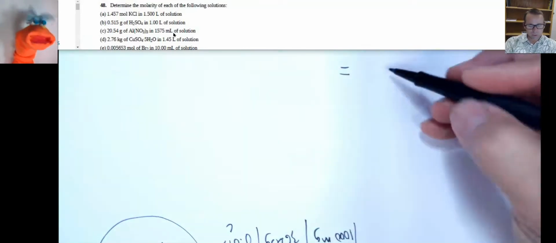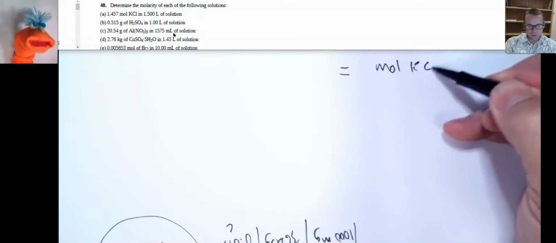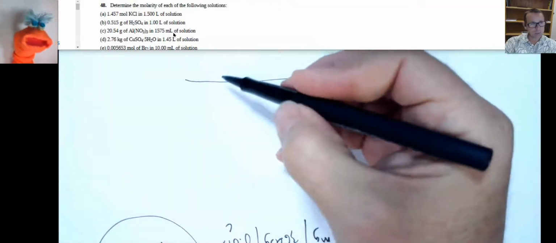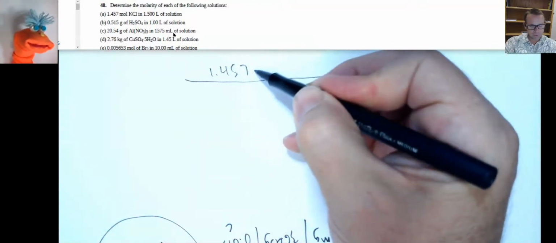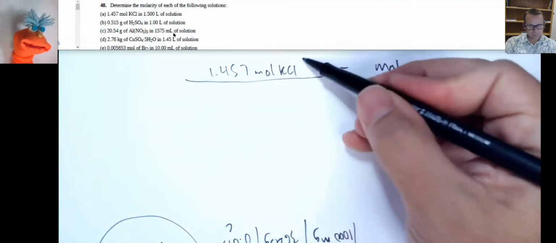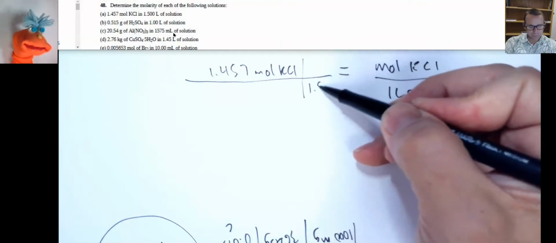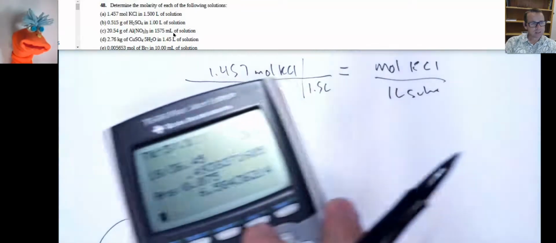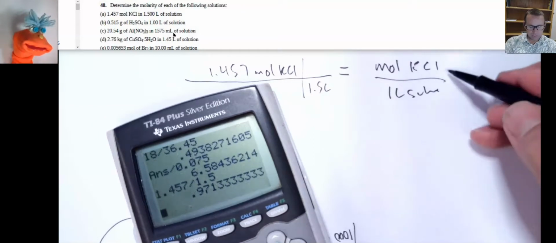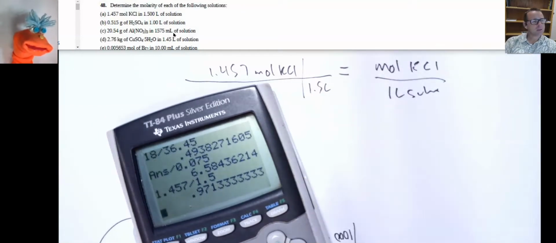Well, you just take moles. You want moles per liter. Moles of what? KCl in this case, solute per liter of solution. All right, and then what? Well, just start with how many moles they gave you. 1.457 of what? KCl. Divided by 1.5 liters. 1.5 liters of solution. So that's 1.457 divided by 1.5. So my molarity is going to be 0.971. All right. Okay, the next one is grams, so you just got to convert that to moles, and then divide that by 1. All right.